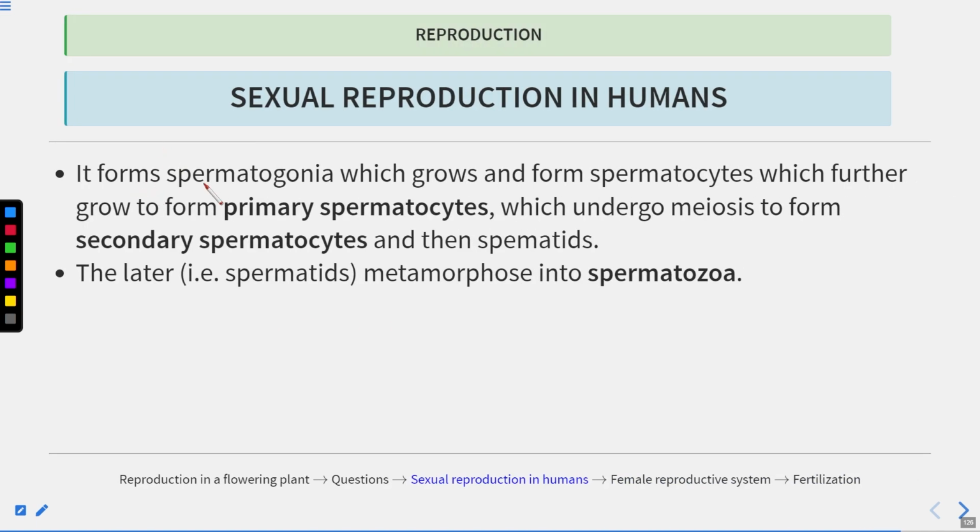Now, this forms the spermatogonia. So first the spermatogonia is formed from the germinal layers, which grows and forms the spermatocytes, which further grow to form the primary spermatocytes. Now these primary spermatocytes undergo meiosis. Meiosis means they undergo reductional division. So what happens during the reductional division? There is a reduction in the set of chromosomes. Clear? So if initially the organism was diploid, it will be converted into haploid. So these primary spermatocytes undergo meiosis to form the secondary spermatocytes, and from the secondary spermatocytes, spermatids are formed. Now the spermatids metamorphose into spermatozoa.